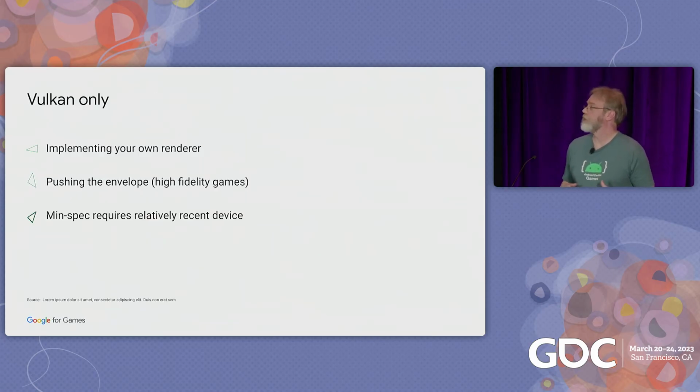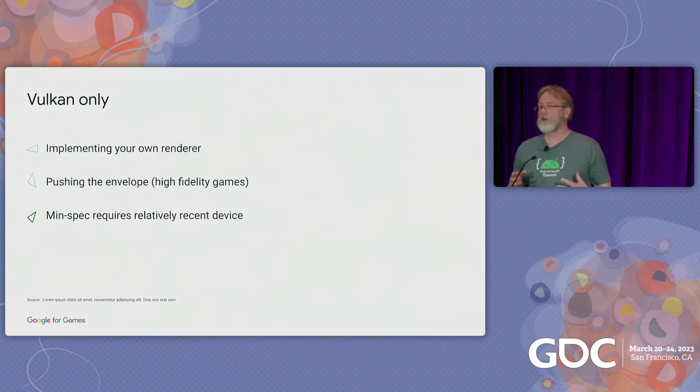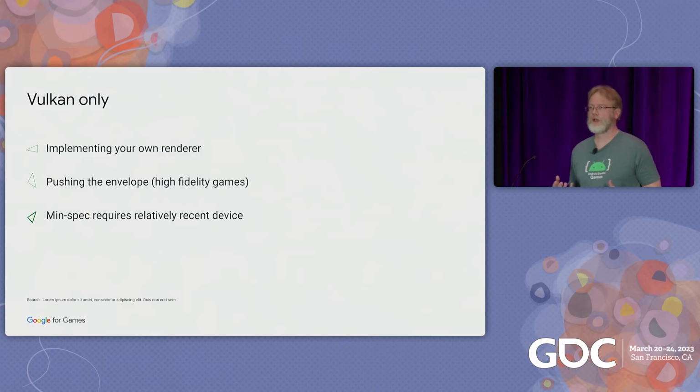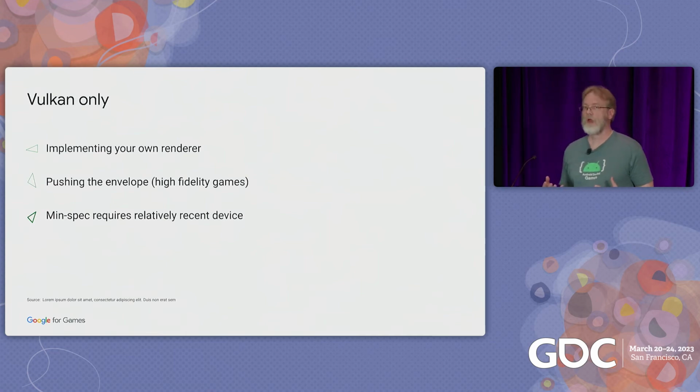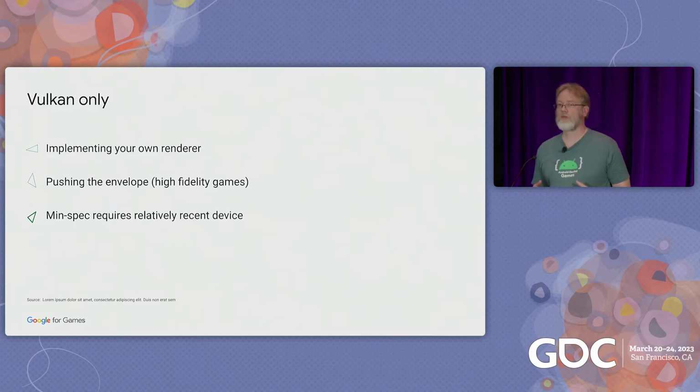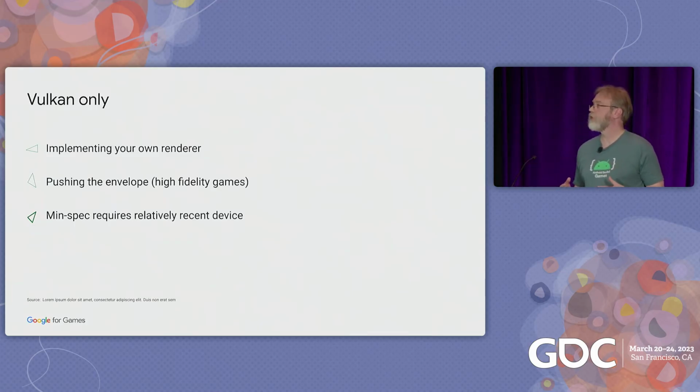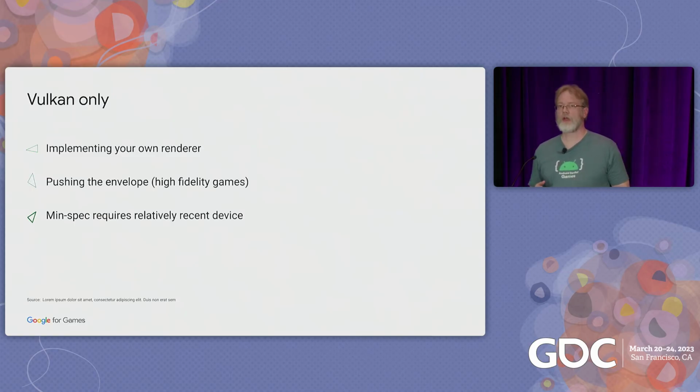Now, Vulkan only. If you are sitting down to implement your own renderer, you're rolling your own technology stack, and you're kind of starting at this point, I would say that we are at a point in the Android ecosystem where it probably does make sense to go Vulkan only, especially if you're pushing the envelope with a high fidelity game. If you're doing that, your min spec is going to require a relatively recent device.